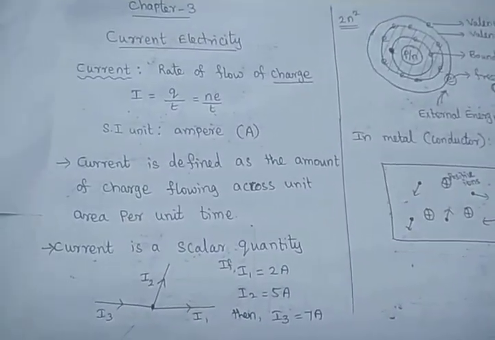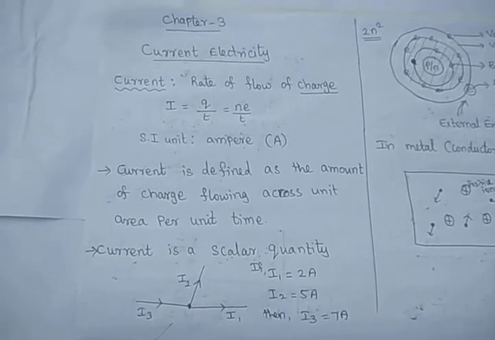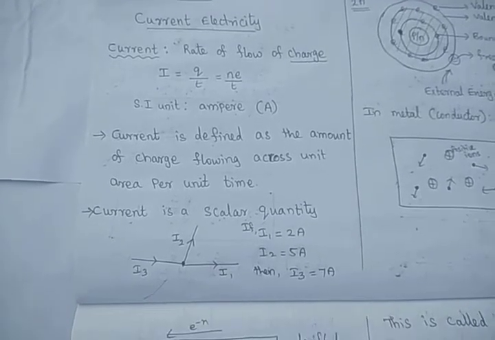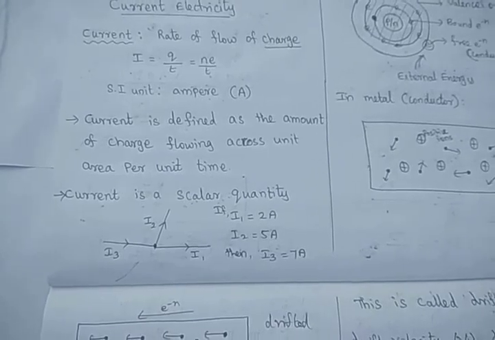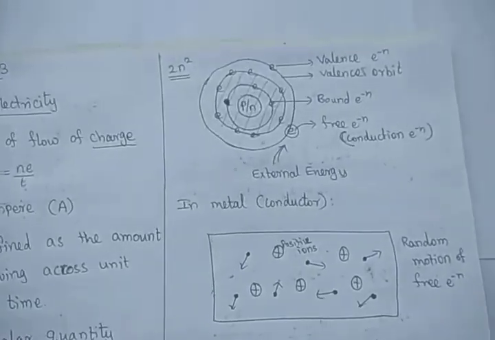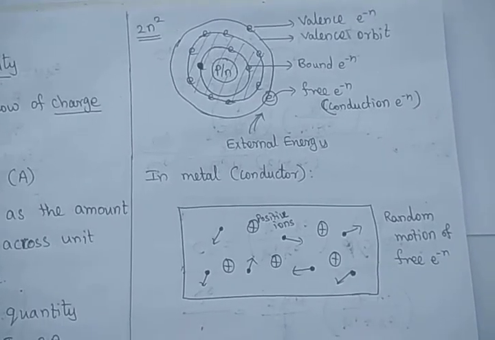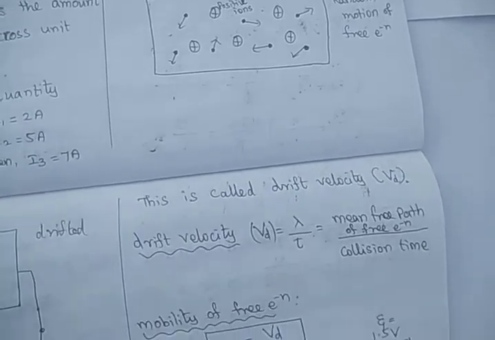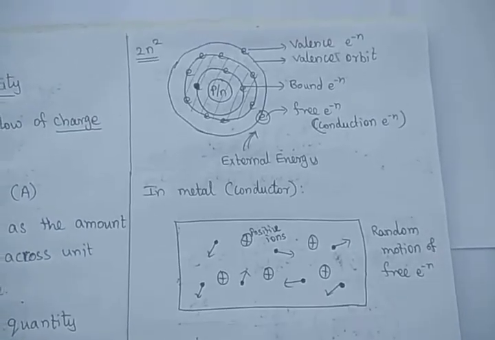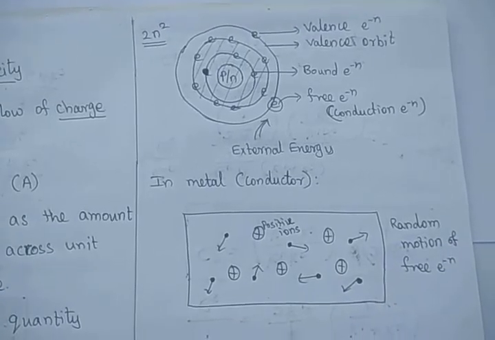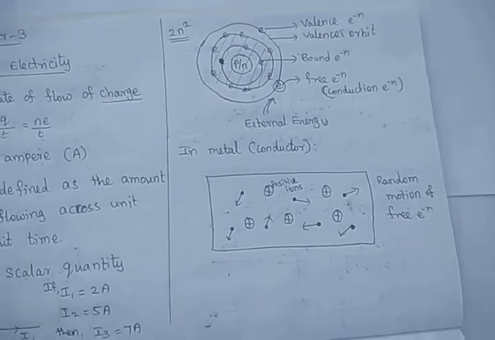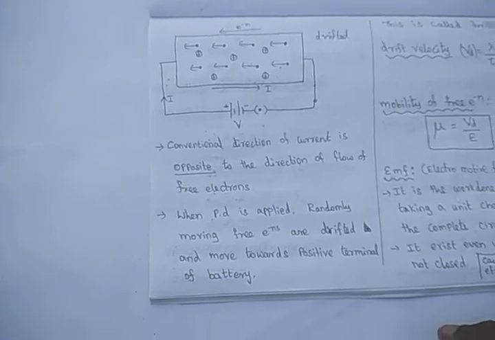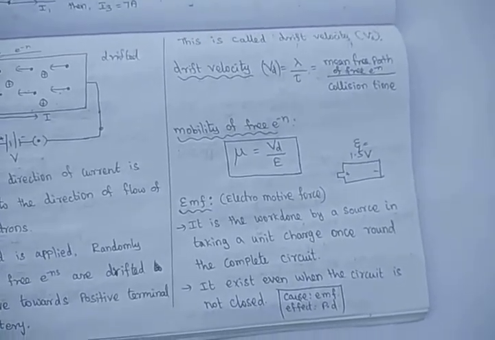I will show the pages very slowly in order to copy in your classwork note. First we see what is current, the rate of flow of charge, and the SI unit of current is ampere. Then we find that current is a scalar quantity, and next we will understand what happens when the battery is connected to a material. Yes, it is the second page. Then the third page, and this is the fourth page.